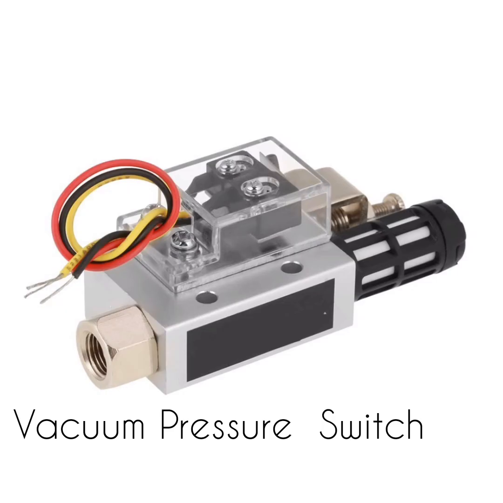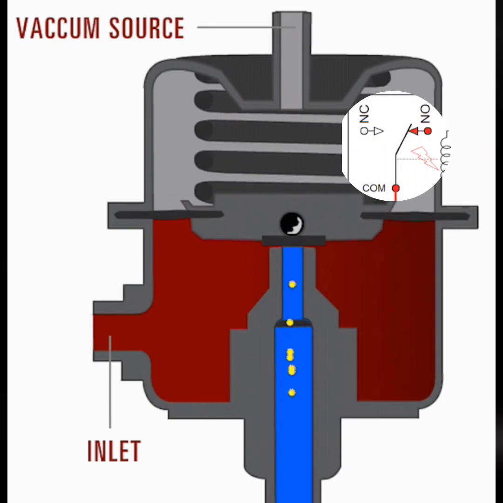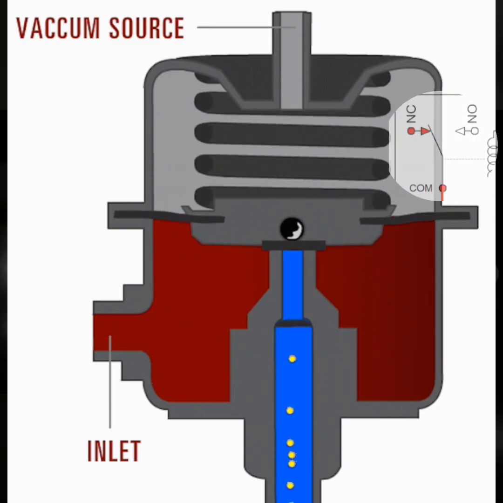Next in line is the vacuum pressure switch. Tailored to monitor and control negative pressure or vacuum levels, these switches usually have a different range and operating mechanism compared to standard pressure switches.